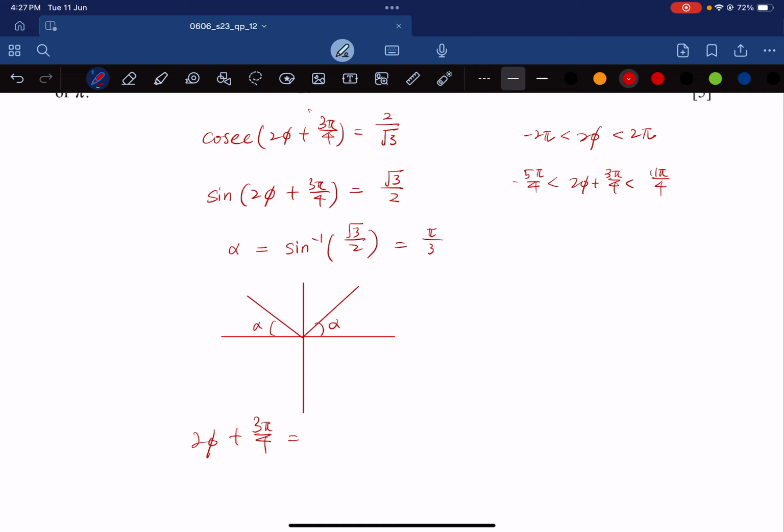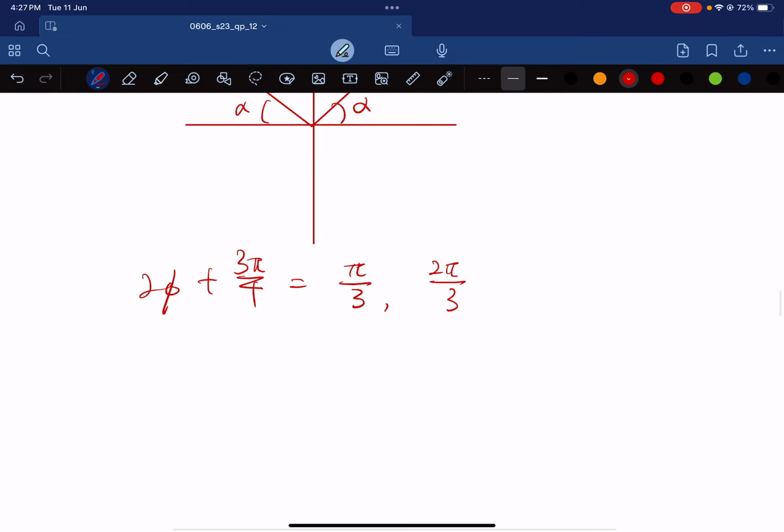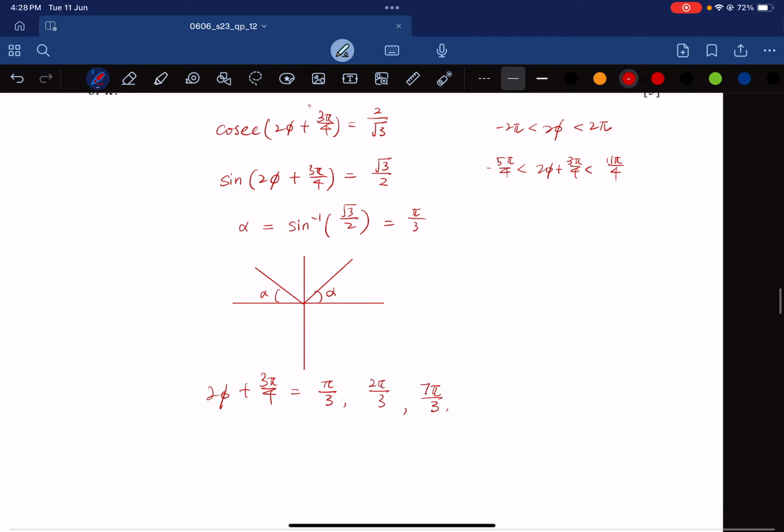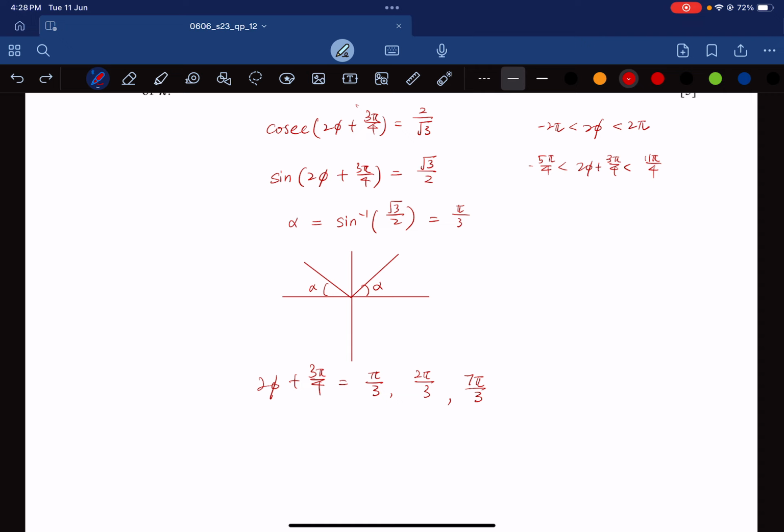So the only answer that we can do is pi over 3, 2 pi, pi minus pi over 3. Pi minus pi over 3, which is 2 pi over 3. Okay, and then this is what? This is more than 2 pi, so this line has a second representation, which is 2 pi plus pi over 3, so 7 pi over 3. Right, 7 pi over 3, and then plus a 2 pi.